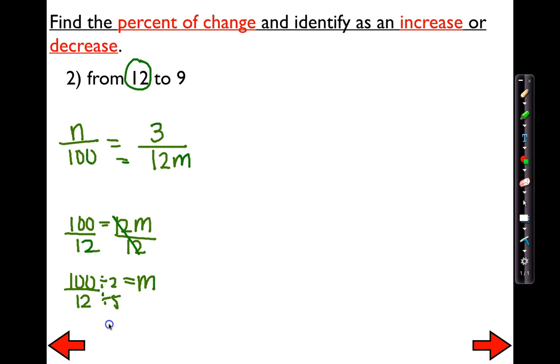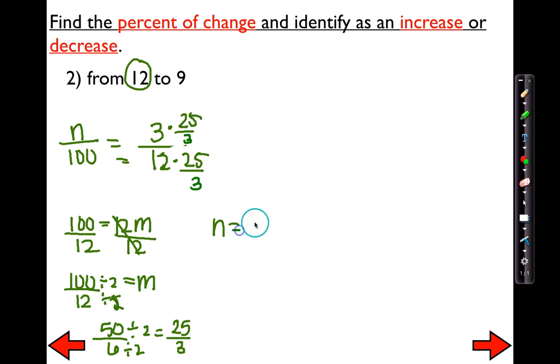which is going to give me 50 over 6. But wait a second, that can be reduced again by another 2, which is going to be 25 over 3. So this multiplier is 25 over 3. That's what gave me 100. So I'm going to have to multiply 3 by 25 over 3 as well. So n is going to equal 3 times 25 over 3. Oh, look, I can cross cancel and see that the percent of change is 25%.